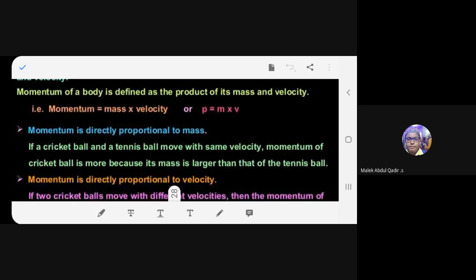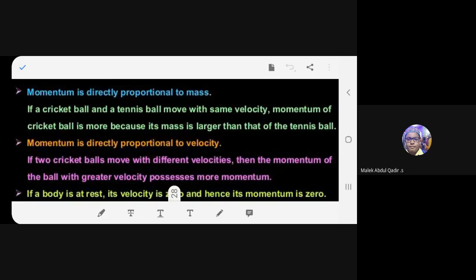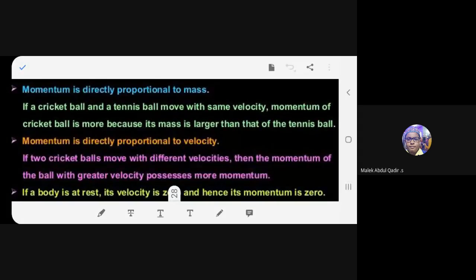Momentum is directly proportional to mass. If a cricket ball and a tennis ball move with the same velocity, the momentum of the cricket ball is more because its mass is larger than that of the tennis ball. Is it okay? You agree? So what new information did we get? The cricket ball and tennis ball example, and that momentum is directly proportional to mass. This is what was not written, but I told you. Here it is written. That is the extra information you got in this slide. Is it okay?